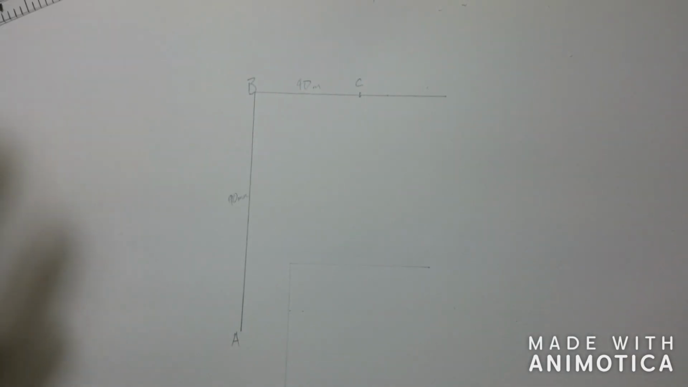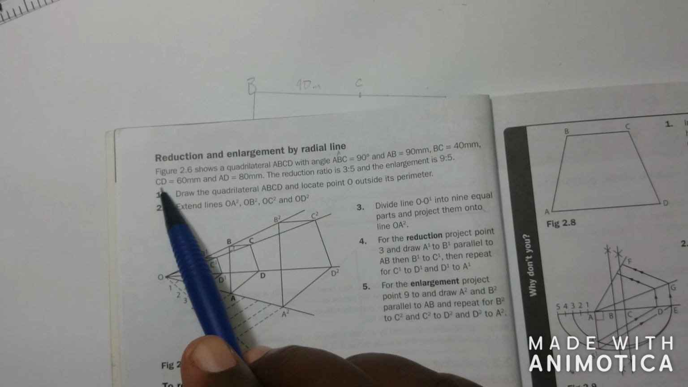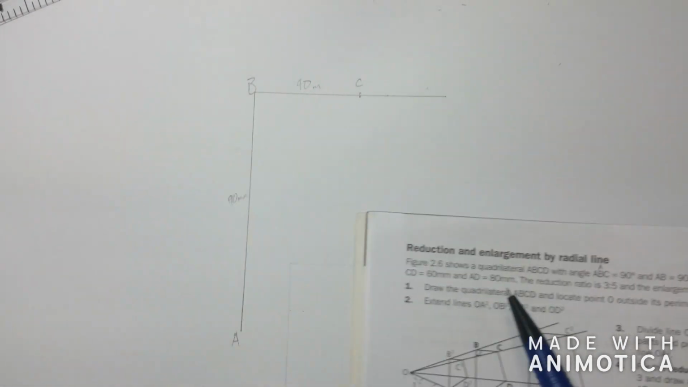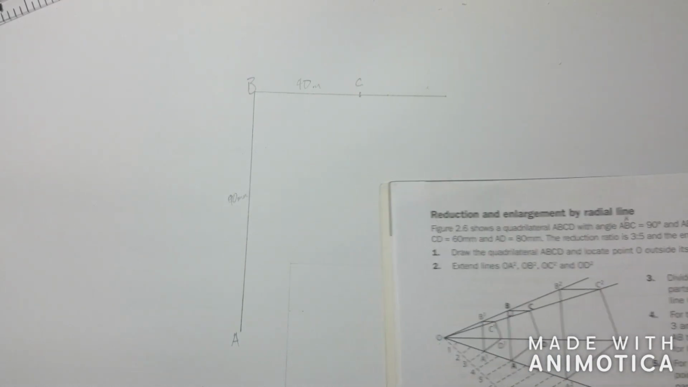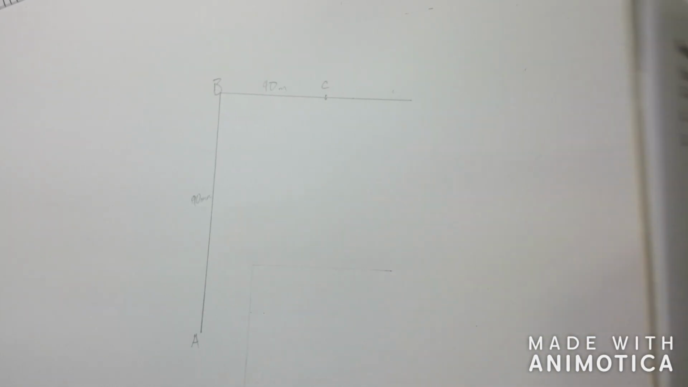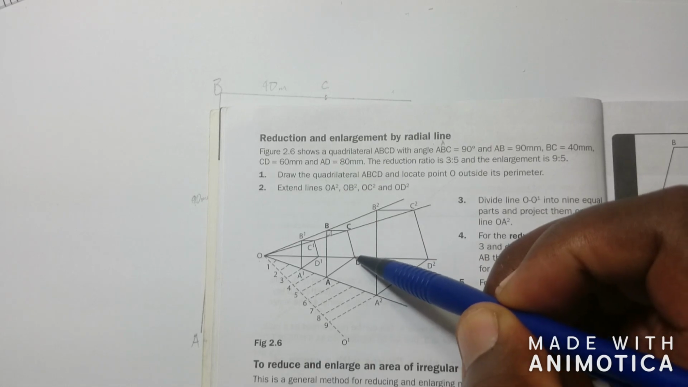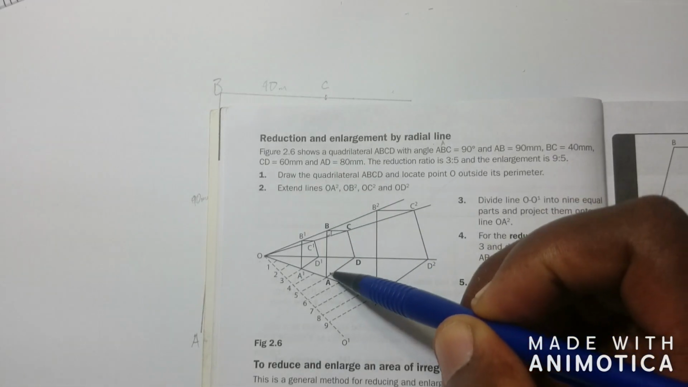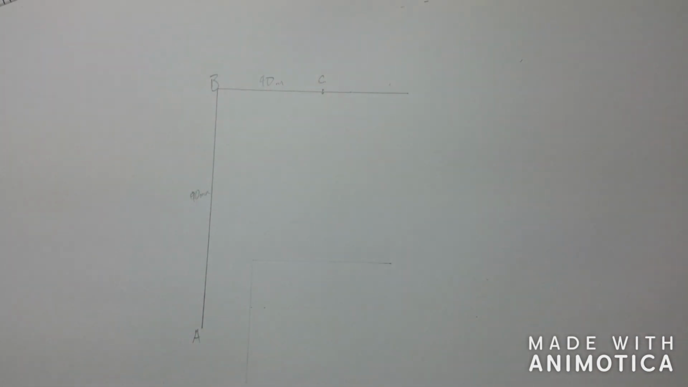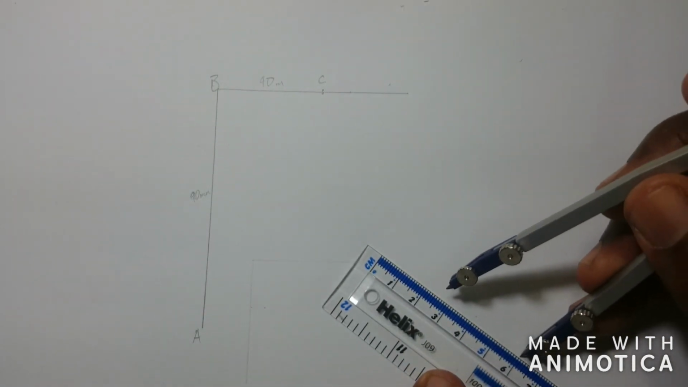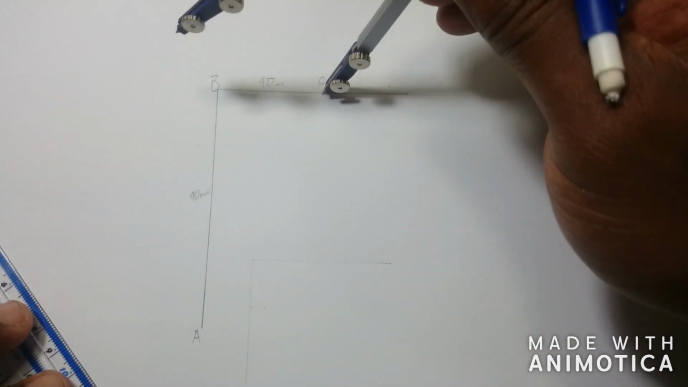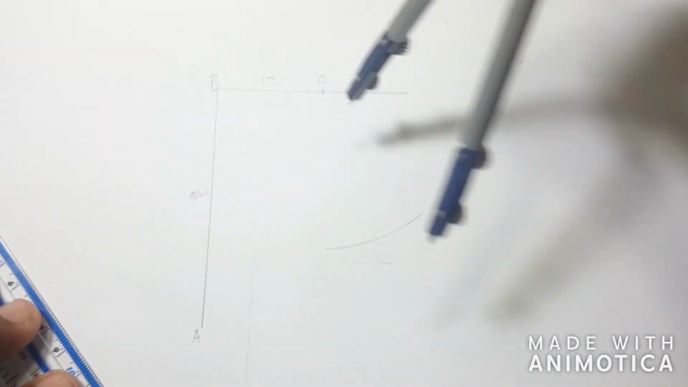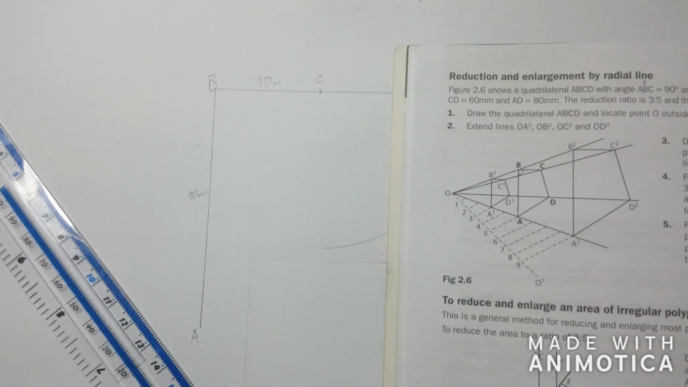Now what we have to find out is CD and AD. CD, which is right here, is going to be 60 millimeters, so you need your compass, because we need two arcs to join together to form D. We need two arcs to form D right here, because we don't know the angles of these. So CD is 60 millimeters, so we're going to take your compass, put it at 60, and then put it at C, strike your arc right down there.